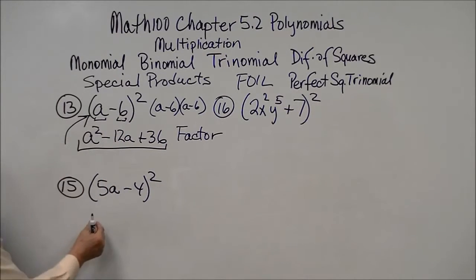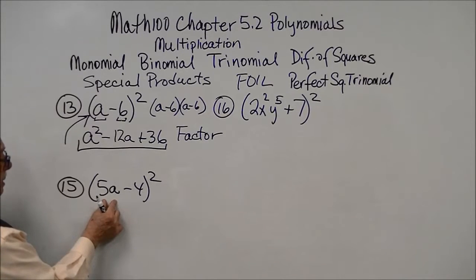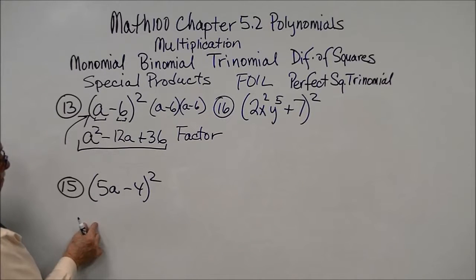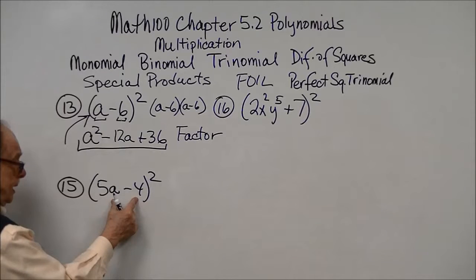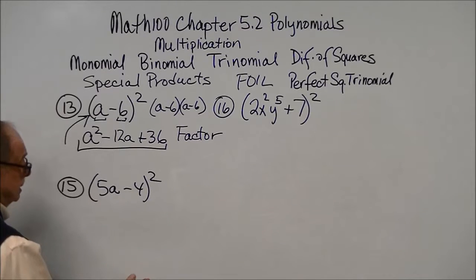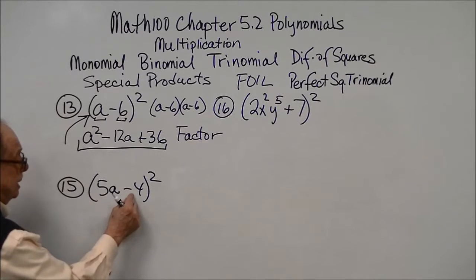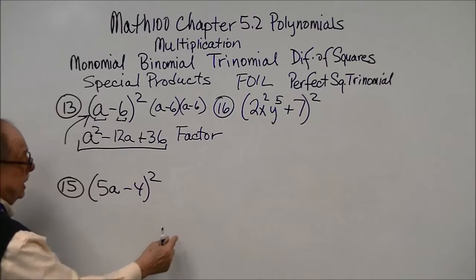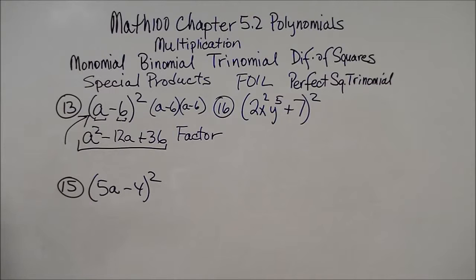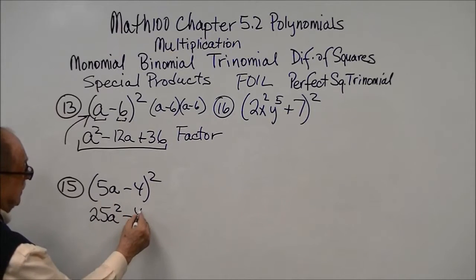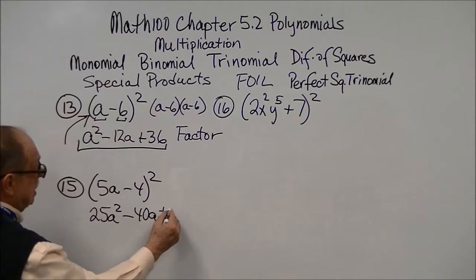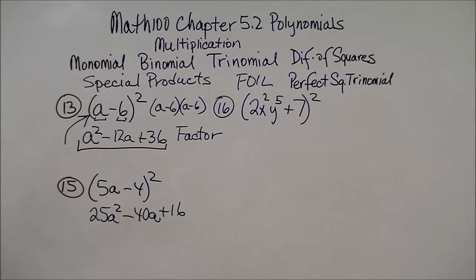So let's try it here. I'll give you a moment to do it. I'm going to square this term, put it here, multiply these 2 terms together, double it. That's the middle term. And then square this term, and that goes there. So this is going to be 25a squared minus 40a plus 16.